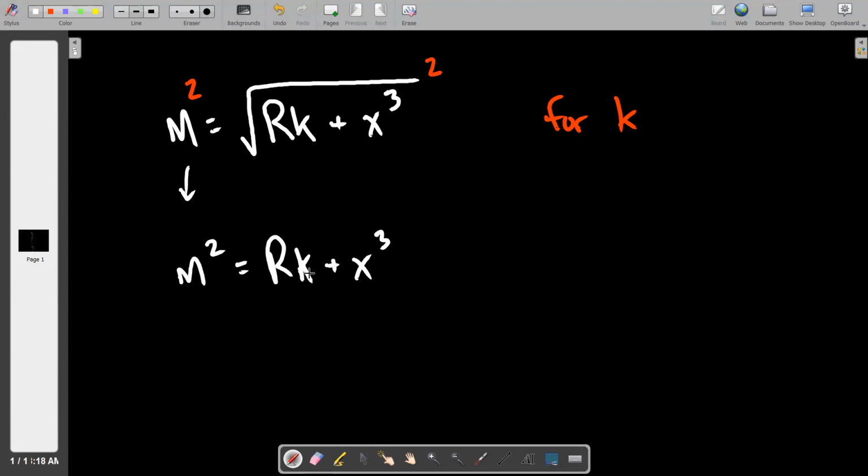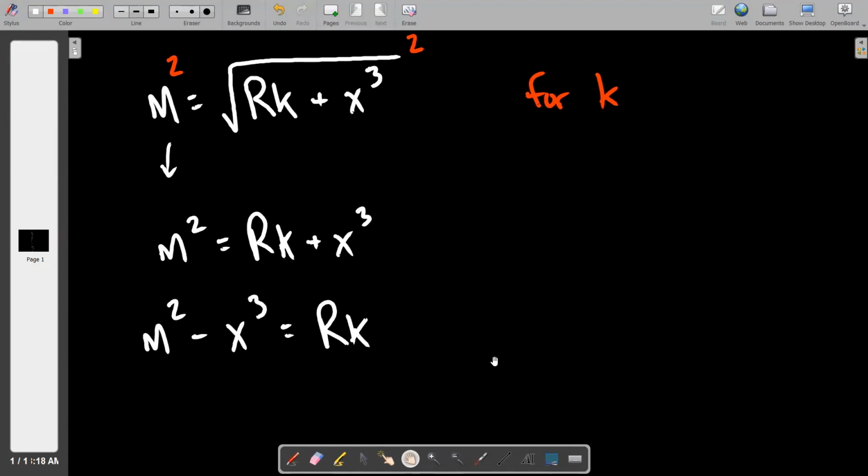Who would we move next? Yeah, that X has to get out of the way. Because if I'm targeting K, yeah, I want to kill the R, but that's the last step. I got to get rid of the extraneous garbage terms. And so X cubed is trash. So we need to move him over. So we have M squared minus X cubed equals RK. Still good? Next step.